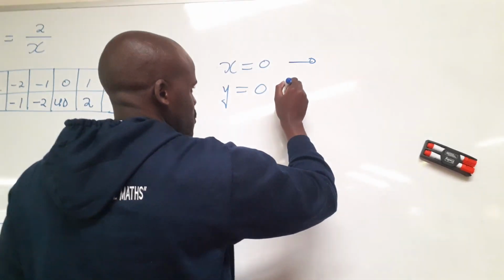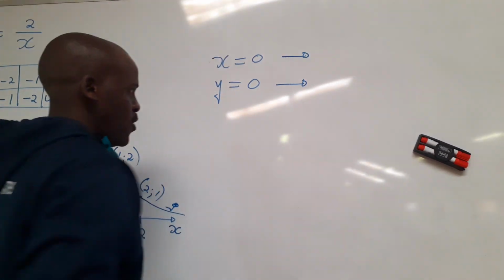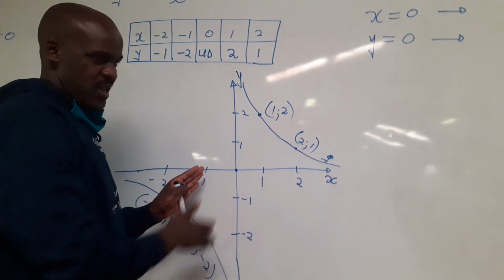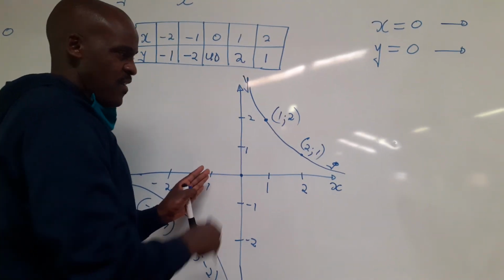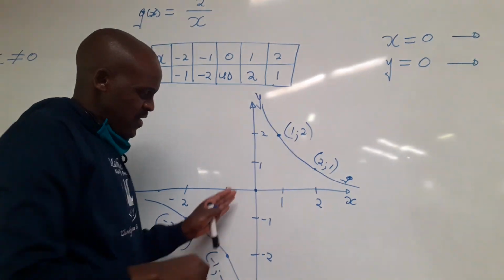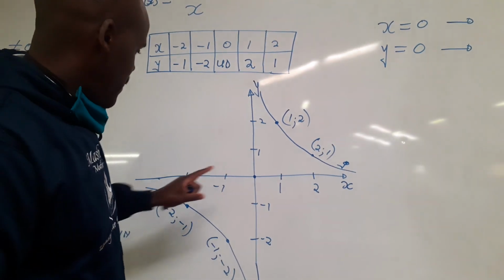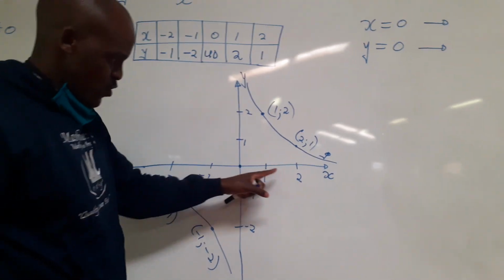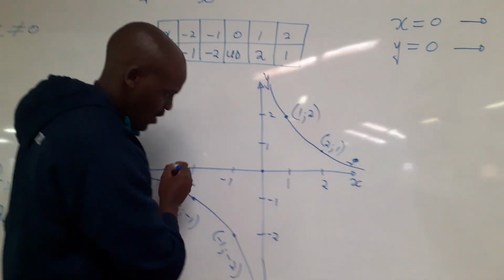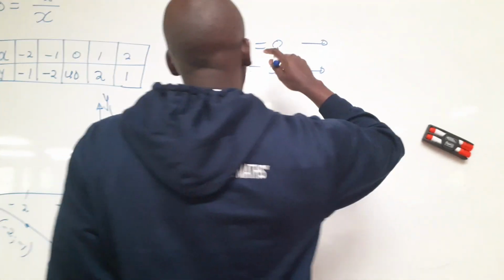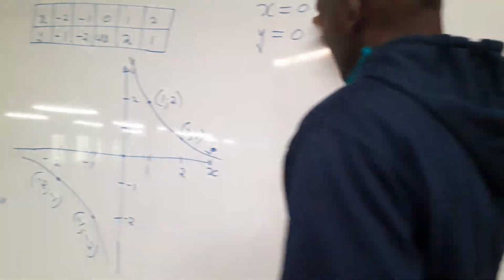These are our asymptotes, because it's where our graph will be undefined. The value of x where this graph will be undefined is where x is equal to 0. The value of y that will make this graph not exist is when y is equal to 0 on the x-axis. Therefore, x is equal to 0.